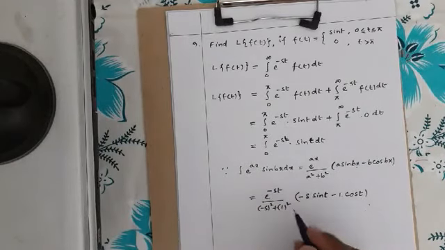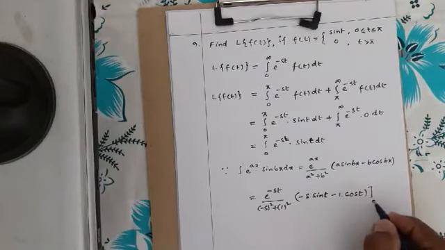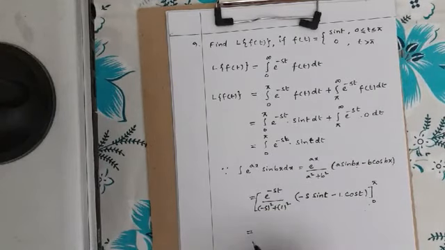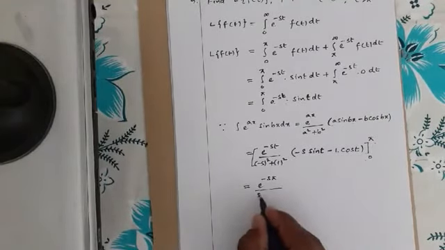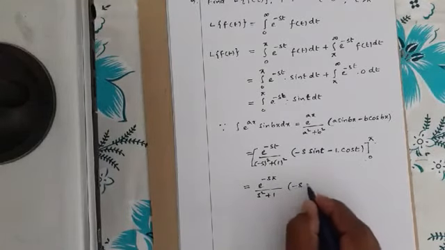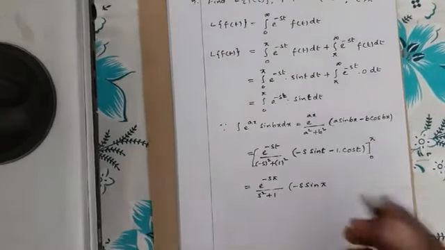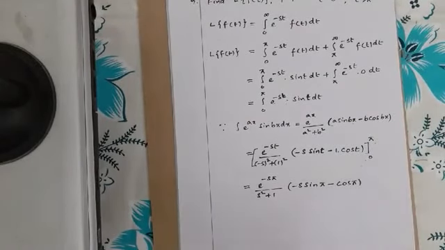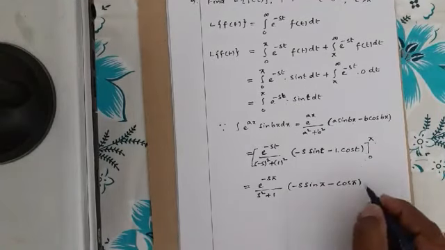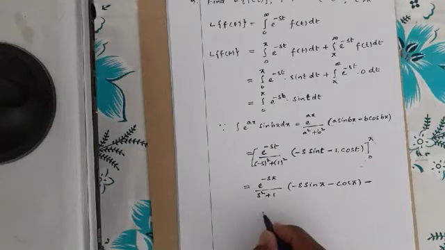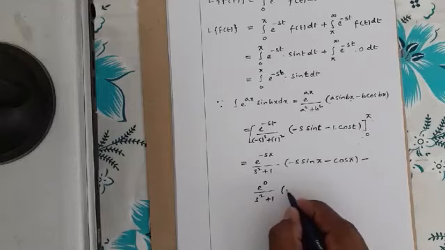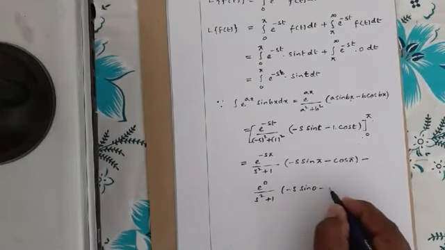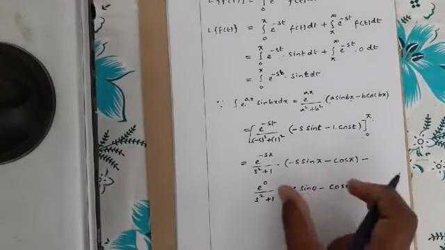Now we have limits 0 to pi, so we have to apply the limits to the whole term in the place of t. When you substitute pi and 0, this becomes e power minus s pi upon s square plus 1, and then in bracket minus s sin pi minus cos pi. This is the upper limit. Then minus the lower limit, where we substitute 0: e power 0 upon s square plus 1, and in bracket minus s sin 0 minus cos 0. So this is upper limit minus lower limit.